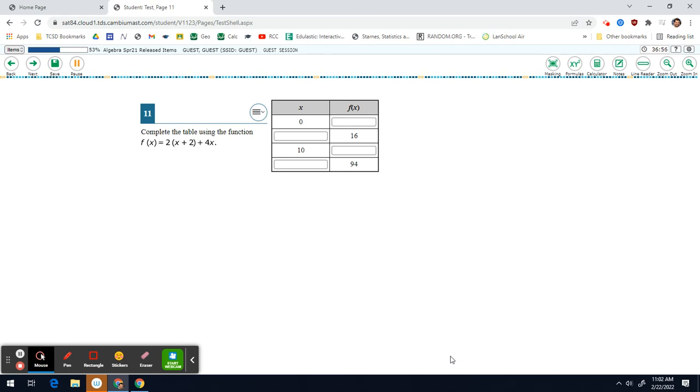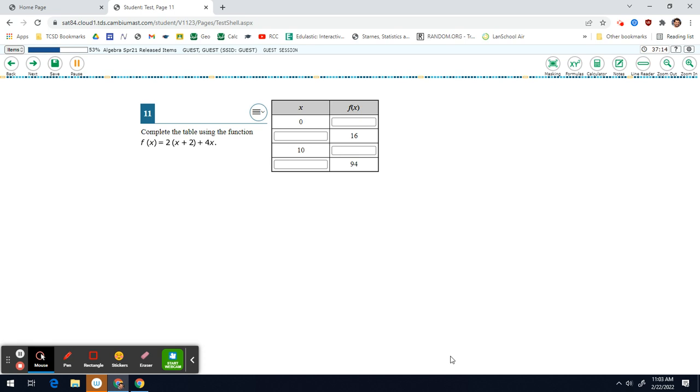Spring OST 2021 released test items for algebra. Here we go, number 11. Complete the table using the function f of x equals 2 times (x plus 2) plus 4x. This is a topic 3 question. We just need to take this function and evaluate it for the values of x.